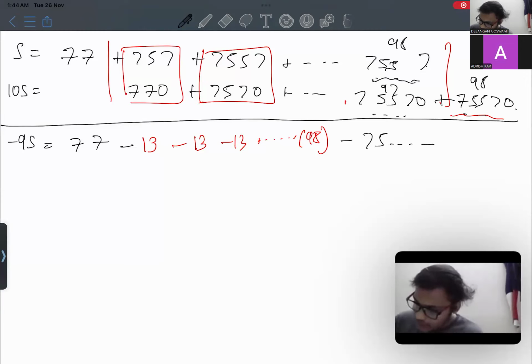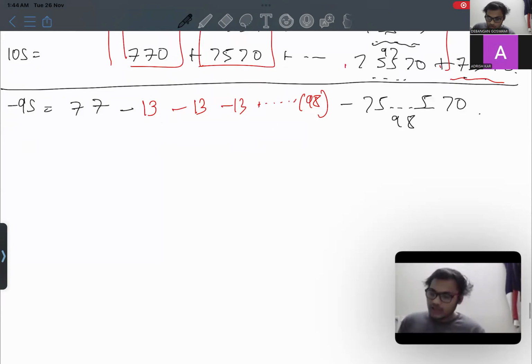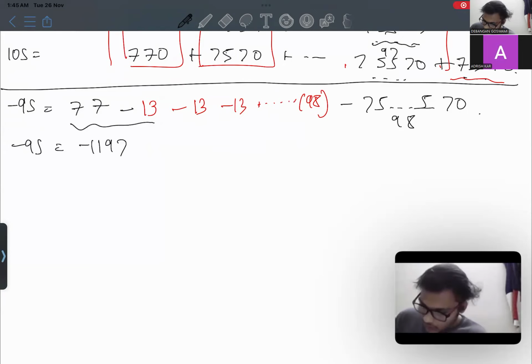5 is repeated how many times? 98 times, then 7 and 0, right? So we are getting minus 9S is equal to minus 1197, and minus 75570, where the 5 is repeated 98 times.